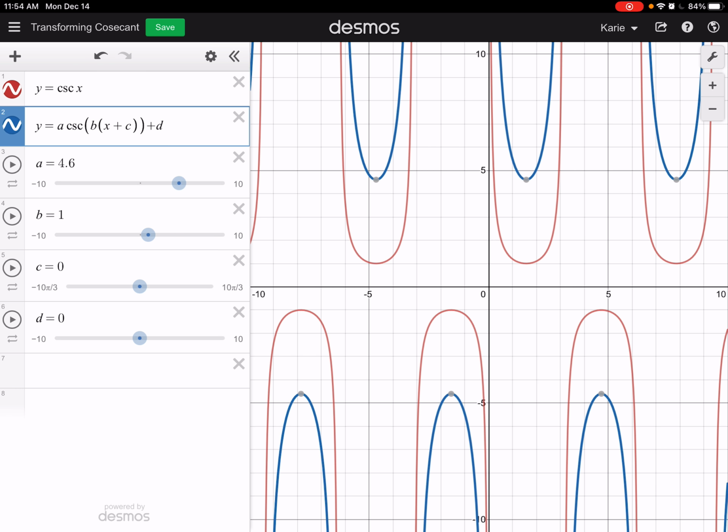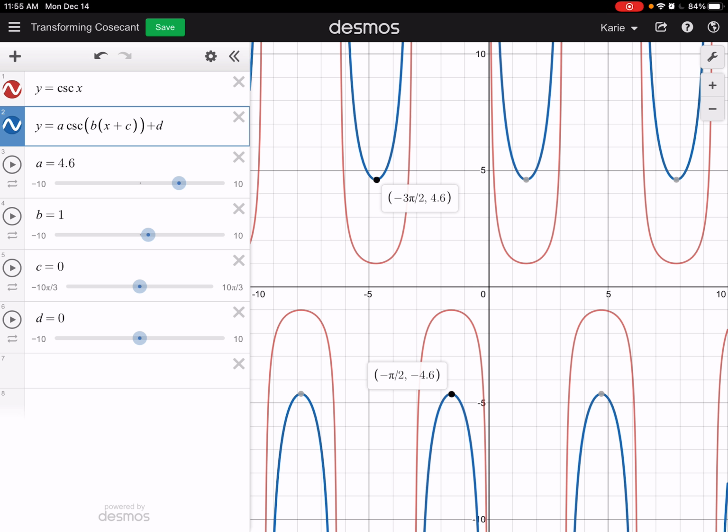If I'm here, I can find that point. Notice that's that 4.6. It matches. And down here it would be a negative 4.6. So we don't have amplitude with secant and cosecant, but what we do is this is where I use our little British example of mind the gap.